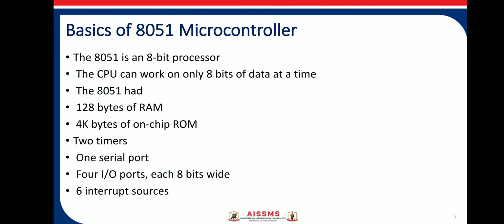Basics of the 8051 microcontroller. The 8051 is an 8-bit processor. The CPU can work on only 8 bits of data at a time. The 8051 has 128 bytes of RAM, 4 kilobytes of on-chip ROM, 2 timers, 1 serial port, 4 IO ports, each 8 bits wide, and 6 interrupt sources.